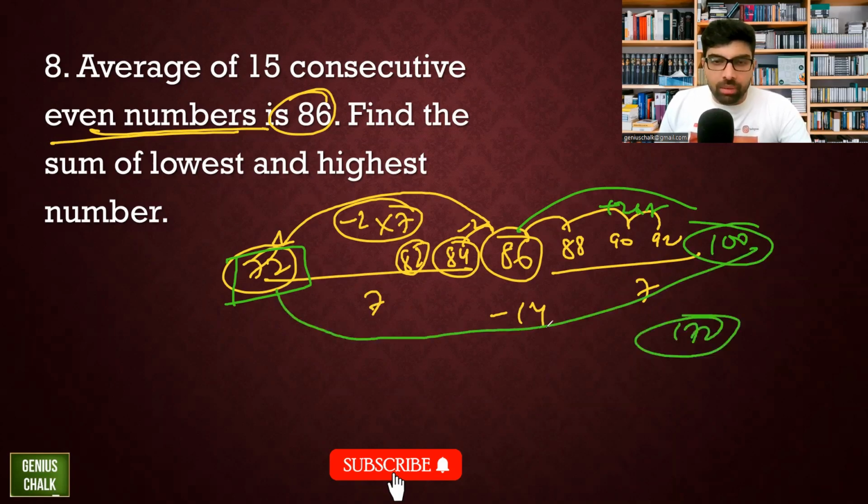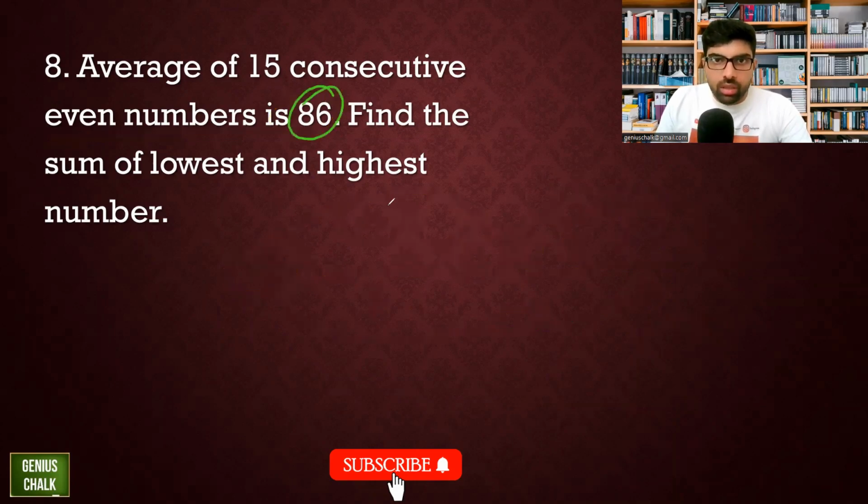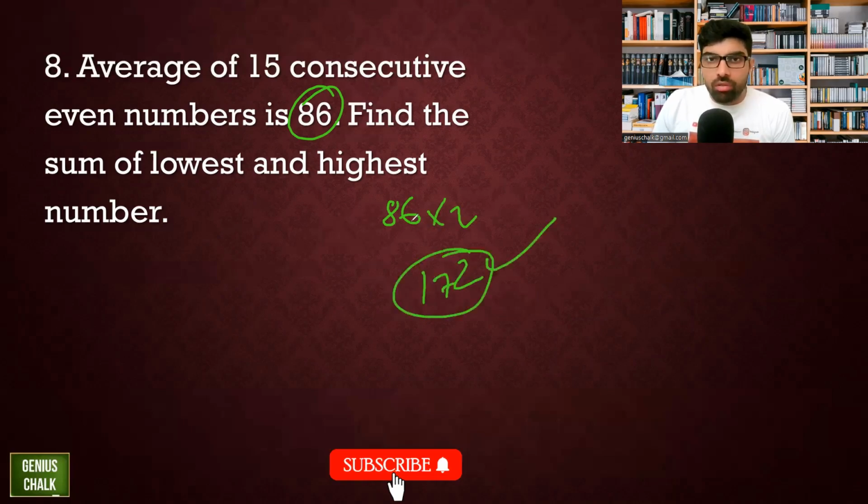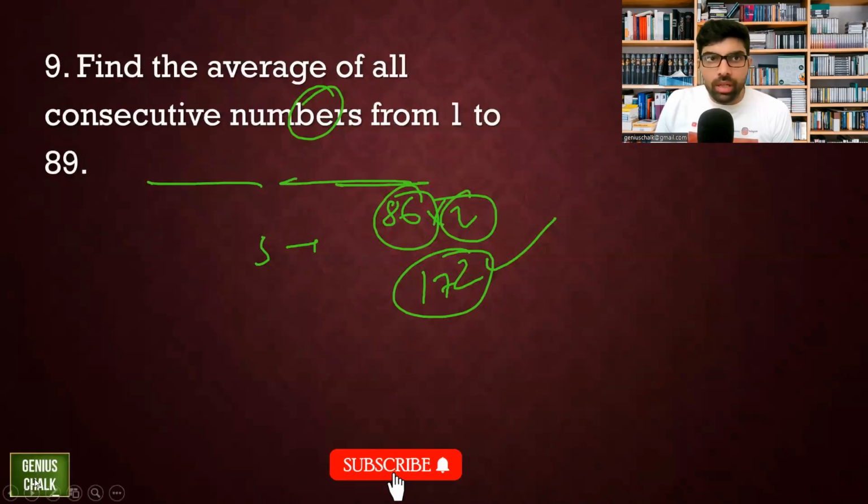This is the basic method, right? Next one, you know that 86 is the average, and it is for all the even numbers. So if I multiply 86 by 2, it is also coming as 172. So what is the shortcut? Whenever sum is asked, just multiply the average by 2, lowest and the highest. These are two numbers, that's why we multiply by 2.